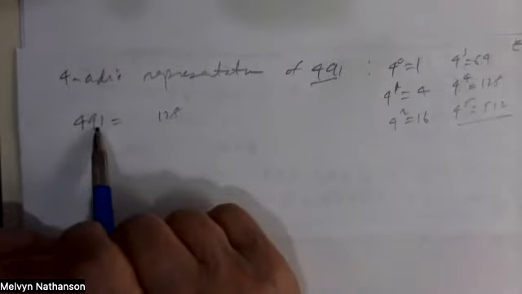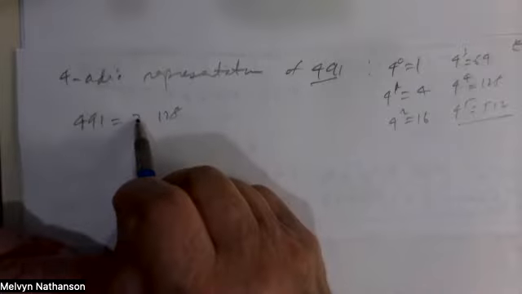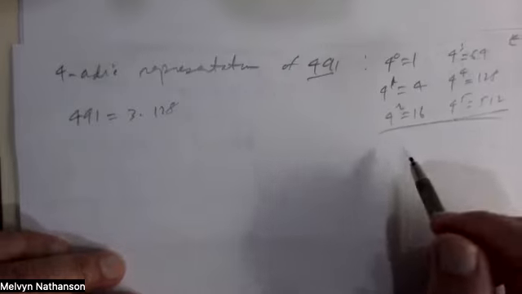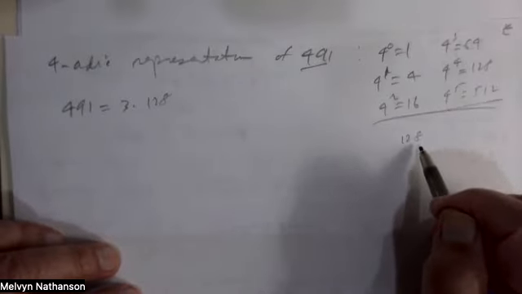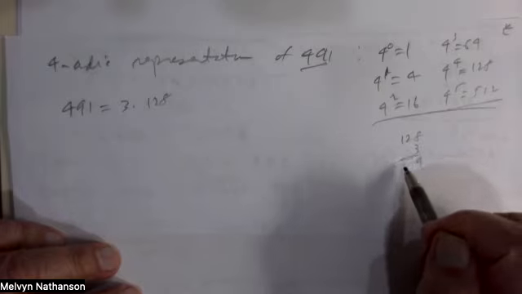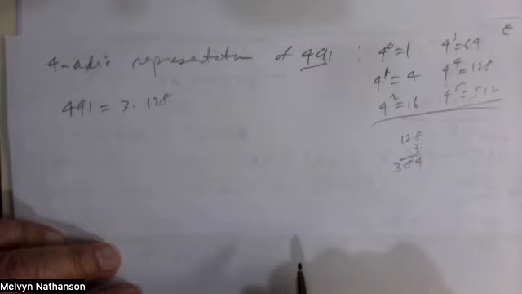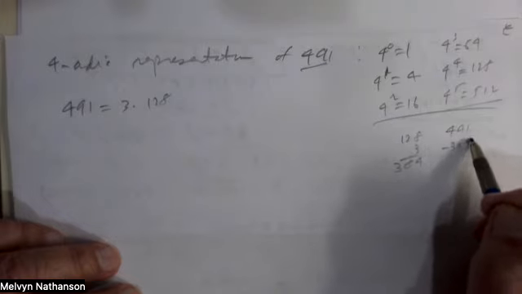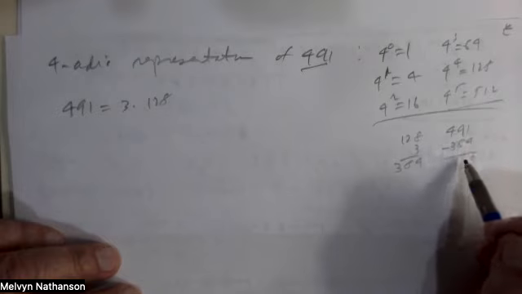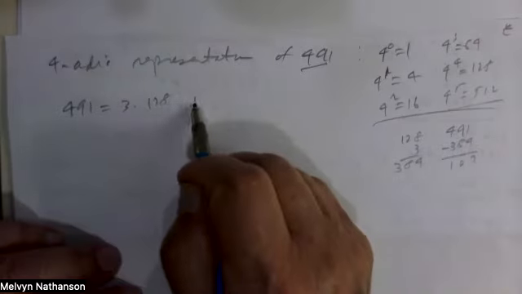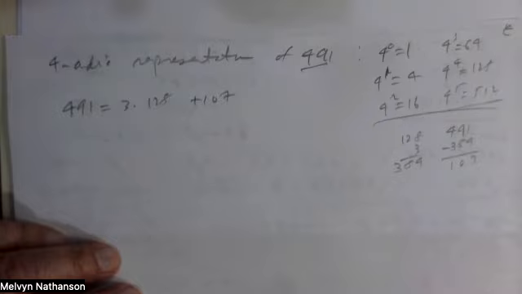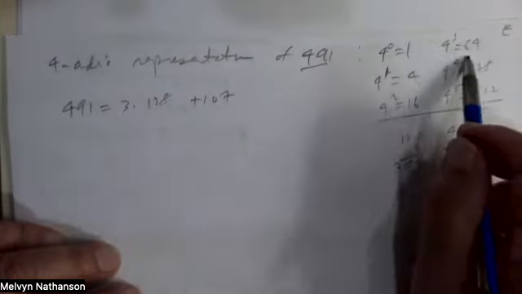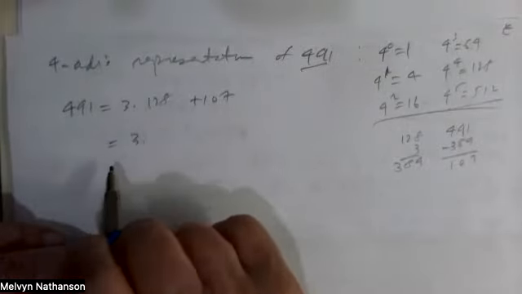And how many 128s would go into 491? I think 3 of them. Plus 3 times 128. Let me do my arithmetic just so everyone can see it. 128 times 3 is 384. 491 minus 384 is 107. What's the largest power of 4 no bigger than 107? It's 64. So this is 3.